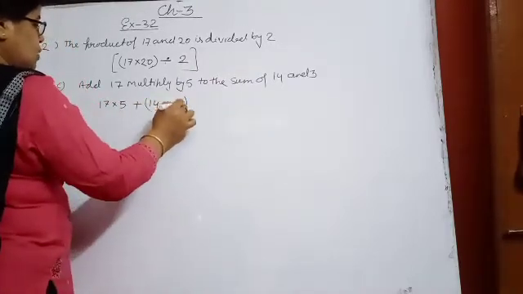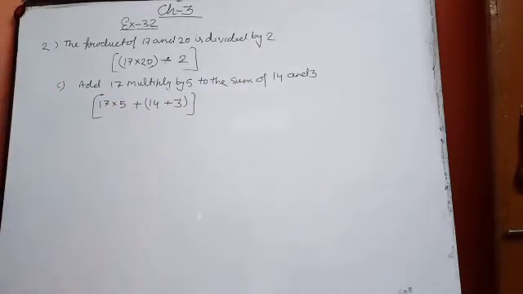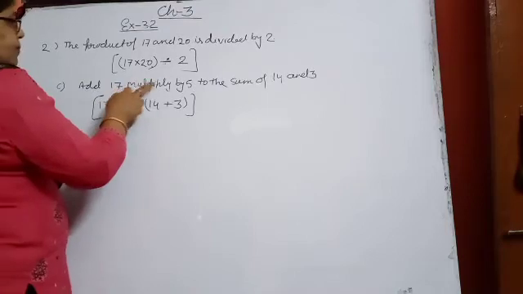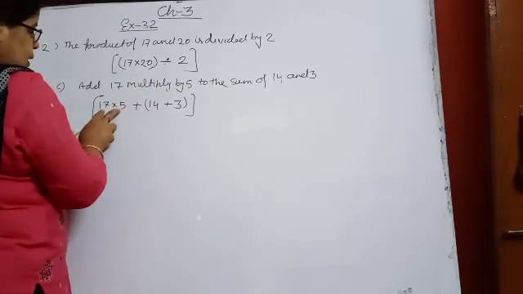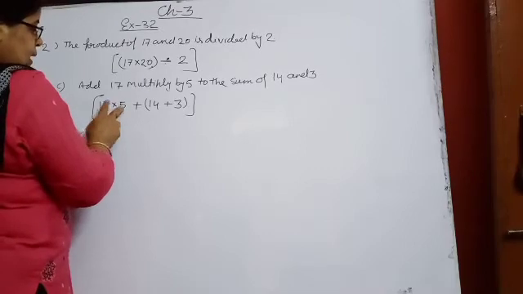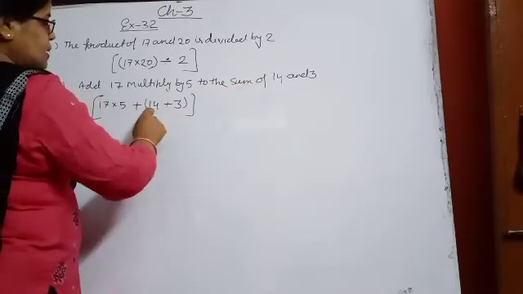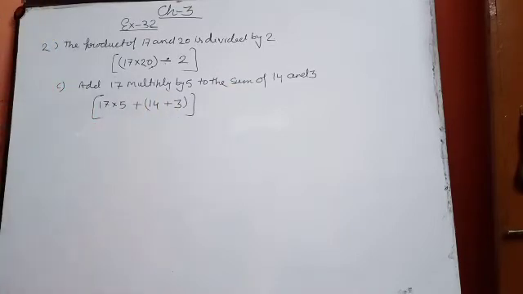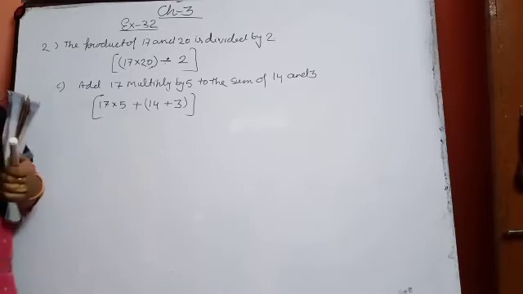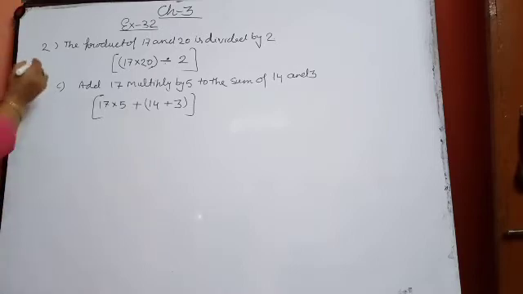Okay, so in this way you can do it. What will your question be now? Add 17 multiplied by 5. You can see that 17 and 5 are multiplying. Then you will add this multiplication to the sum of 14 plus 3. So in this way you have to frame the question. Statements are given to you and you have to frame the question.